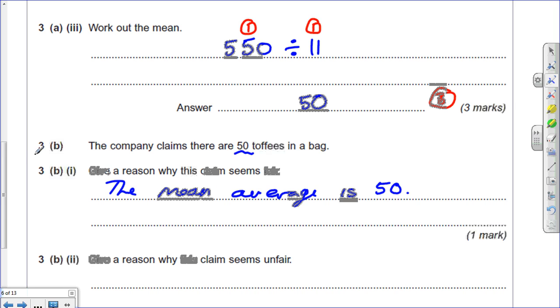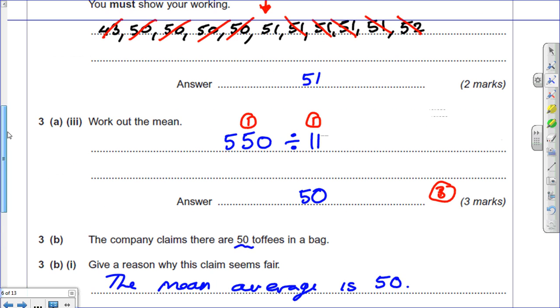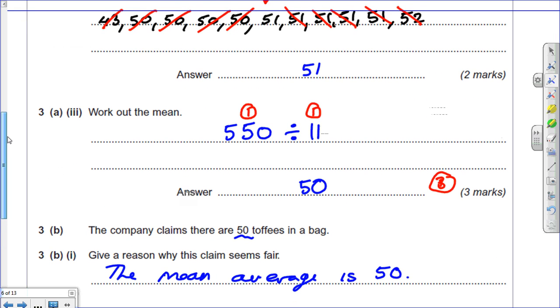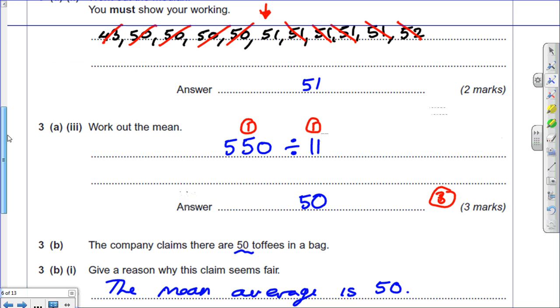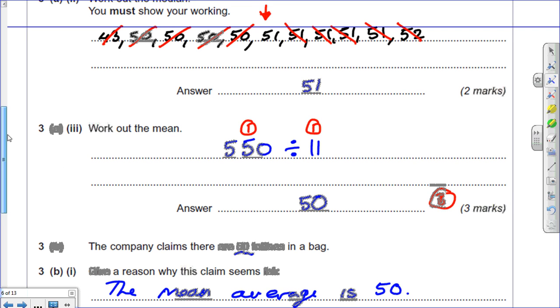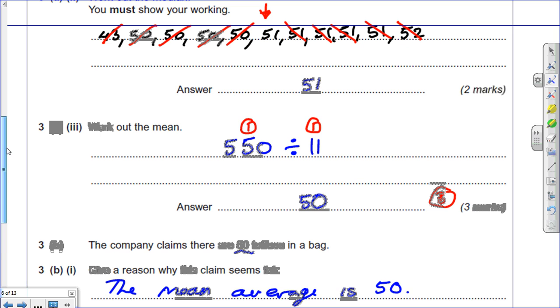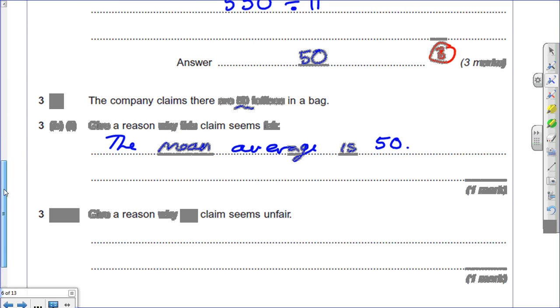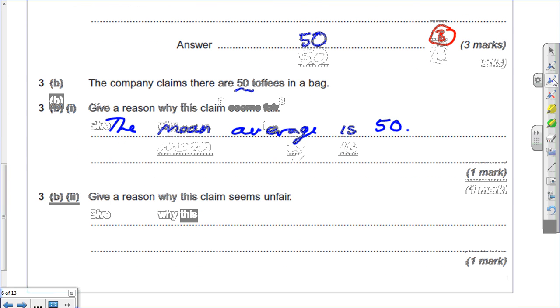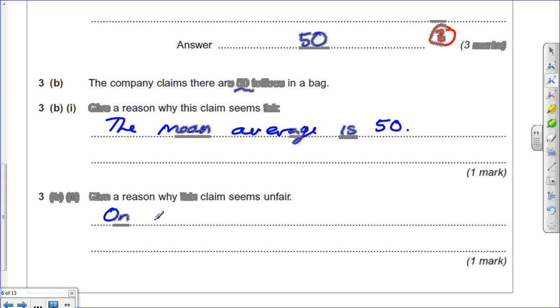On one occasion, there was 43. Or another way you could write it, an alternative way would be, well, actually, the median average is not 50, it's 51. So there's some alternatives there. 1 mark for each of those.